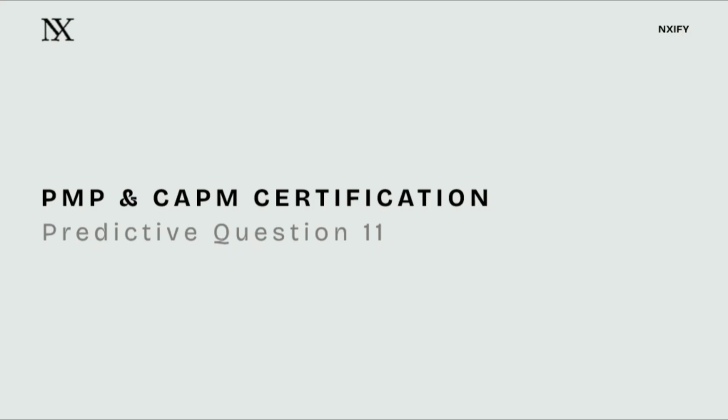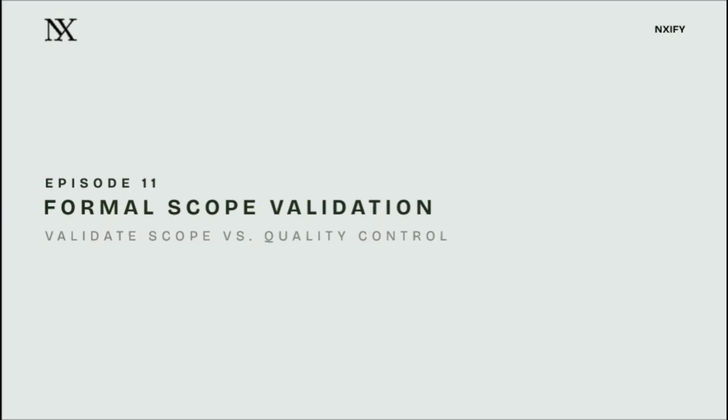We are officially on Predictive Question 11, focusing on Episode 11, Formal Scope Validation. We are moving into the high-stakes, finish line logic of the project lifecycle, specifically validate scope versus quality control. We've crossed the midpoint of the journey we started back in Episode 1. Today, we are tackling Predictive Question 11.